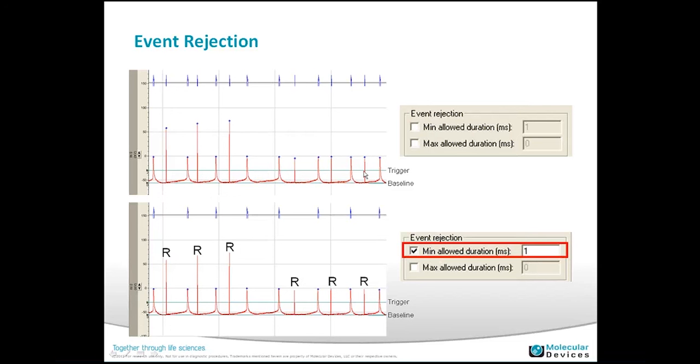Now, if I set the minimum allowed duration, in this case, the duration of those small spikes is very small, so they will all get rejected. You can see the duration of those spikes is less than 1 millisecond. In a real case, of course, you will have different shapes, different amplitudes, and different durations of unwanted events. So you can play around with this number to get rid of those unwanted events.